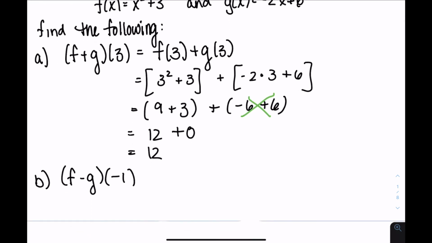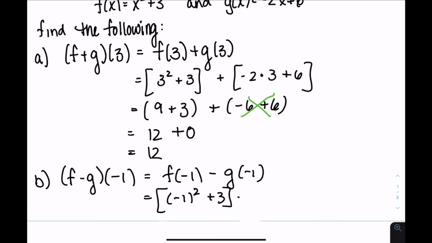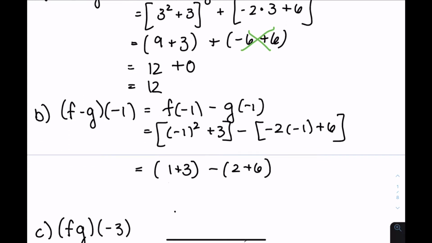If we want to take f minus g evaluated at negative 1, that's going to mean we just take f evaluated at negative 1, subtract g evaluated at negative 1. So for f of negative 1, you get negative 1 squared plus 3. g of negative 1 is negative 2 times negative 1 plus 6. So we just need to simplify. You get 1 plus 3 minus 2 plus 6. So we get 4 minus 8. So this function evaluated at negative 1 would be negative 4.